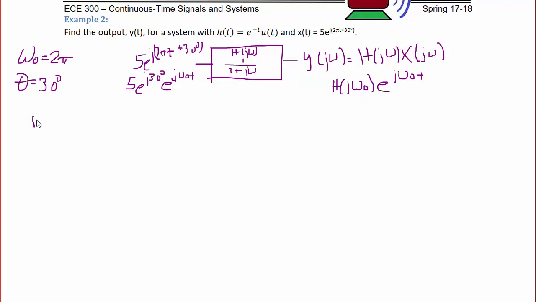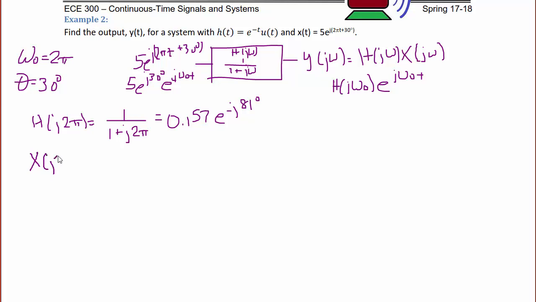So h of j 2 pi is equal to 1 over 1 plus j 2 pi, which is equal to 0.157 e to the negative j 81 degrees. Very similar to what you did when you did phasor analysis before. And rewriting the input x of j 2 pi as a function of its magnitude and phase, that's 5 e to the j 30 degrees. Just like when we did phasor analysis, we know that the frequency remains the same, so our phasors just hold magnitude and phase information, and we can put the frequency back at the end.